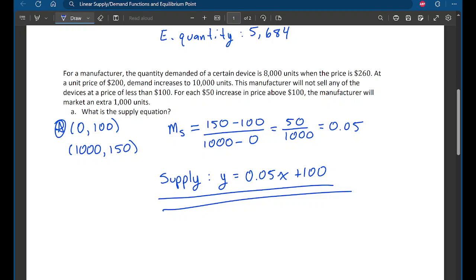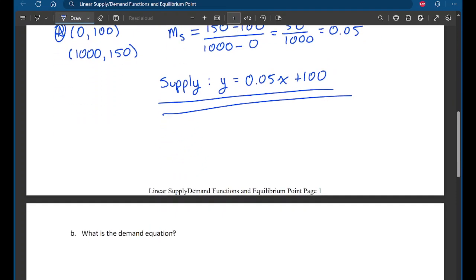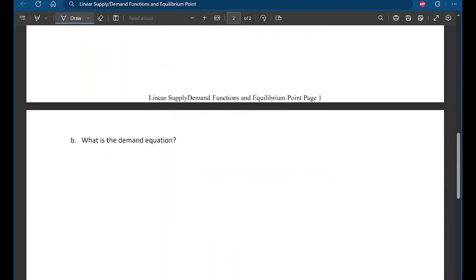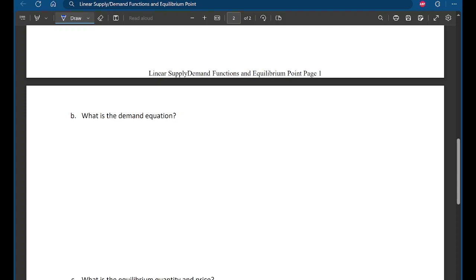Now I gotta get my demand equation because that is going to be the next question. So let's look at the information for demand. Demand for a certain device is 8,000 units when the price is 260, and at a unit price of 200, the demand increases to 10,000. So let's look at what that would be as ordered pairs. For the demand equation, we'd have an amount of 8,000 for our x value and a price of 260, but then we'd have 10,000 at a price of 200. And now we're going to find our demand equation because we now have our 2 points.